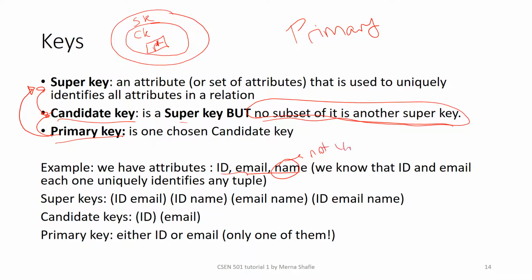Okay. If I want to enumerate all the super keys that I have: the ID and the email are super keys, the ID alone and the email alone are super keys. The ID and name are super keys. The email and name are super keys, and all three together are super keys. The only thing missing is the name on its own, because the name alone does not uniquely identify each row, so it's not a super key.